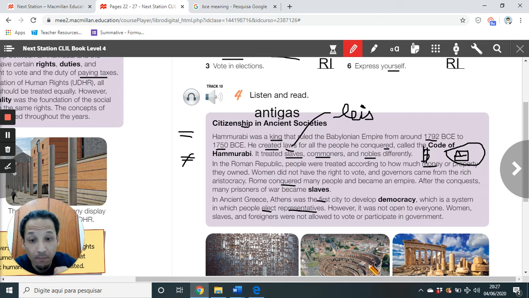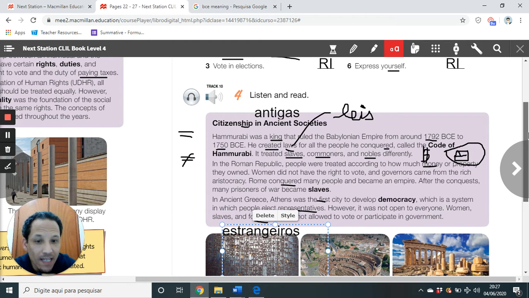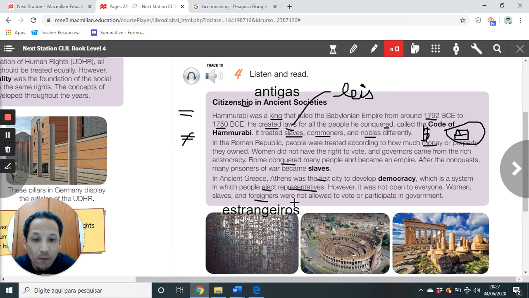However, no entanto, né? Mas, porém, contudo, todavia, however, it was not open to everyone. Not everyone, não aberta a todo mundo. Women, slaves, escravos. And foreigners were not allowed. Não era permitido a eles to vote or participate in government. Então, ó, women, slaves and foreigners didn't participate in government, didn't vote. Eles não votavam nem poderiam participar do governo.